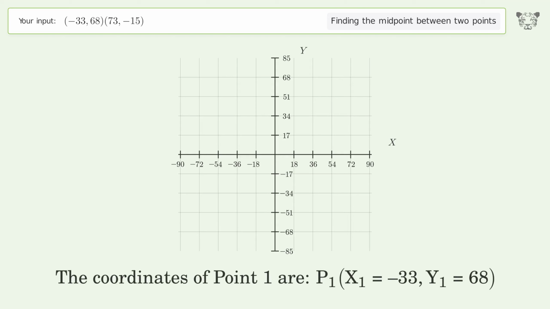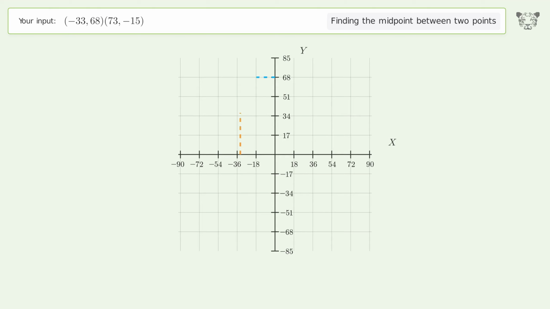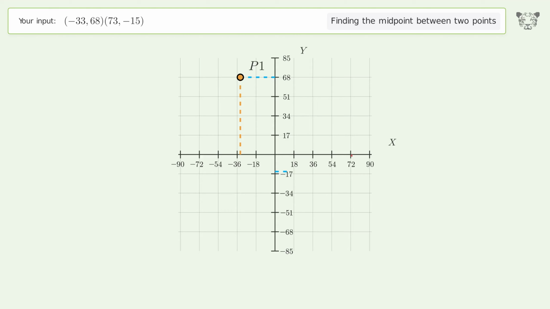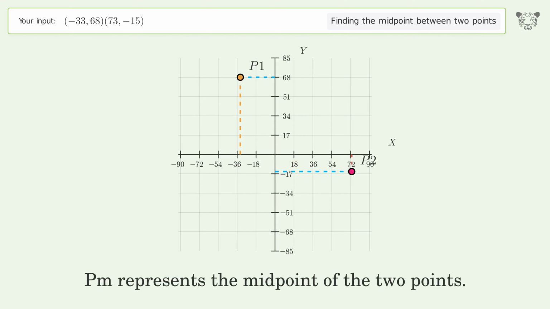The coordinates of point 1 are x1 equals -33, y1 equals 68. The coordinates of point 2 are x2 equals 73, y2 equals -15. PM represents the midpoint of the 2 points.